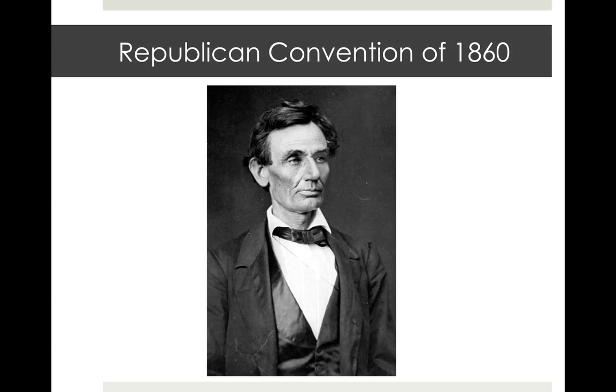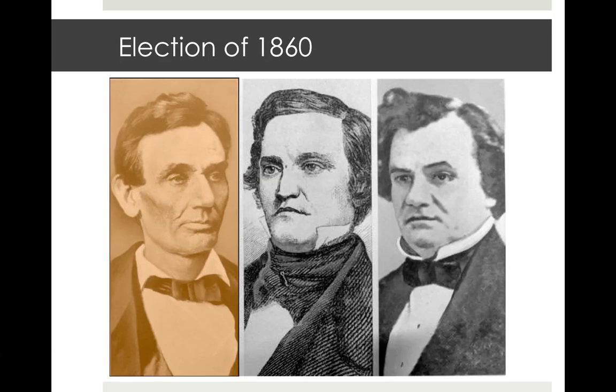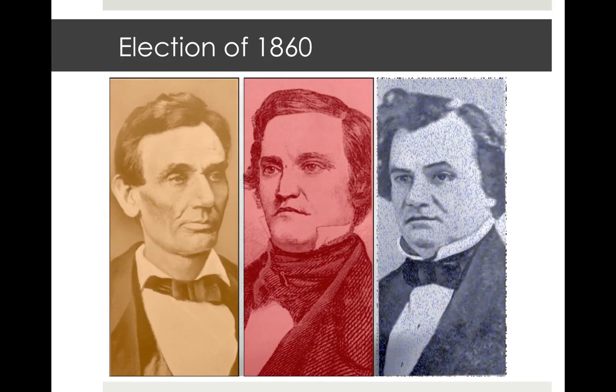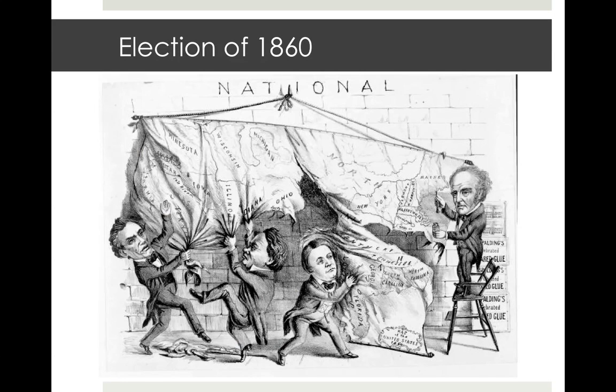So in 1860, Abraham Lincoln is competing against 2 other people. He's actually competing with 3 other people, but I'm just focusing on these 2. So we're going to push Abraham Lincoln off to the side. The 2 people he's competing against are John C. Breckinridge and then also Stephen Douglas, and both of these men are Democrats. The only difference is that they're from different parts of the country. Stephen Douglas represents those Northern Democrats, whereas Breckinridge represents the Southern Democrats.